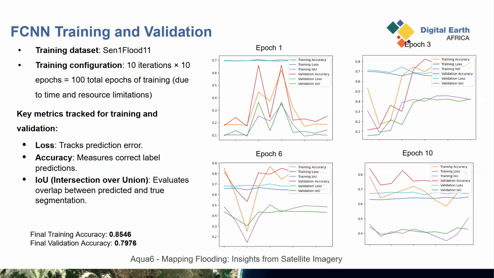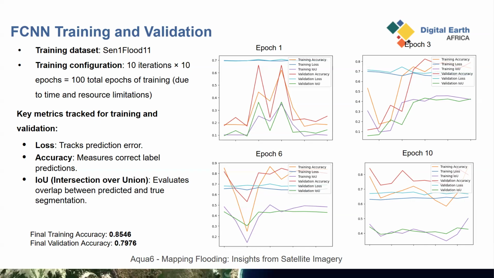We tracked a few metrics, which include the accuracy, which is the percentage of correctly classified pixels, which is useful for the overall trends, but I'll explain later, this could be slightly misleading as well. We also tracked the loss, which measures the error between the predicted and the actual values. It typically decreases over time as the model learns. And then we have the intersection over union, which measures how well predicted flood areas overlap with the ground truth, that hand-labeled data set that I mentioned earlier.